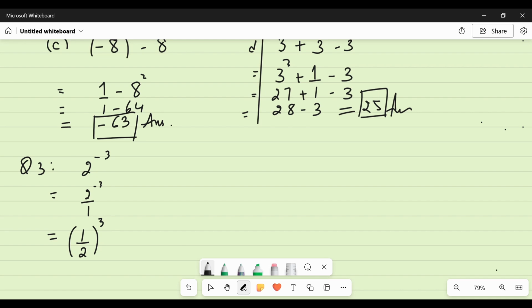And the answer for this one is 1 over 8, because 1 to the power cube gives you 1, and 2 to the power cube gives you 8, right? Okay.